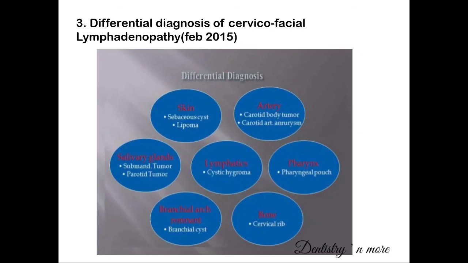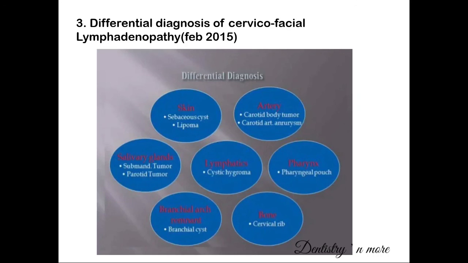Next question that can be asked is the differential diagnosis of cervicofacial lymphadenopathy. Once this question has been asked, we have to speak about what lymphadenopathy is. It is a term used to describe the clinical sign of swelling of the lymph nodes, whereas lymphadenitis is a pathological term for the inflammation of the lymph nodes. For the differential diagnosis, we can speak about the etiological factors: infections, neoplasms, as well as miscellaneous ones.